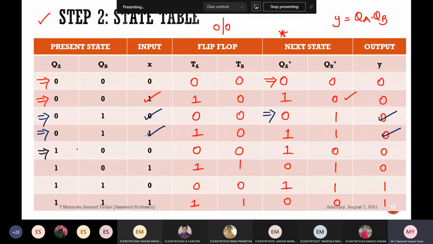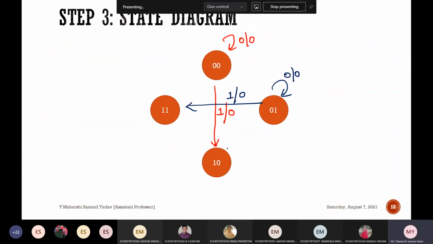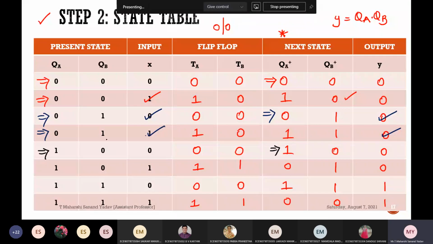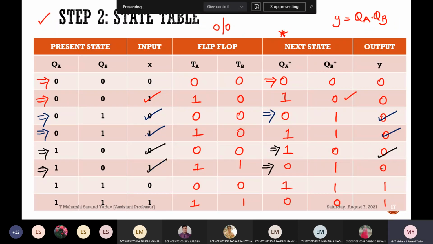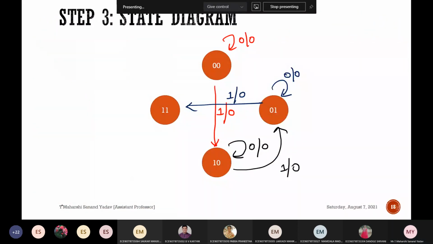Next, from 1 0, it is going to 1 0 only. Input is 0 and output is 0, so 0 by 0. Next, from 1 0 to 0 1. Input is 1, output is 0.